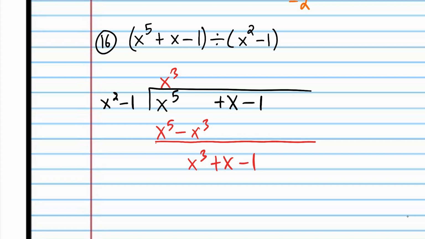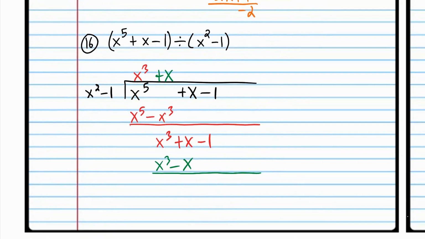On to cycle number 2. So x squared times what is equal to x cubed? And the answer is obviously x. X times x squared minus 1 is x cubed minus x. And then we're going to subtract. And these you can subtract, so that's perfectly fine. X minus negative x is 2x. Again, be very careful about subtracting a negative number. That means you're adding the number.